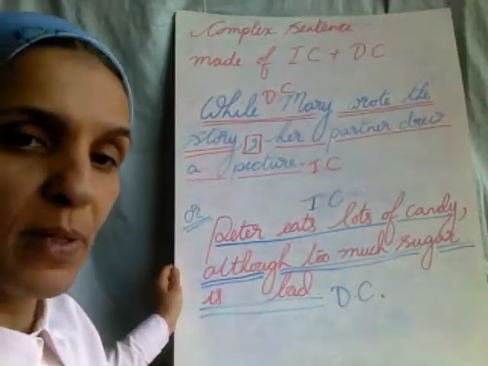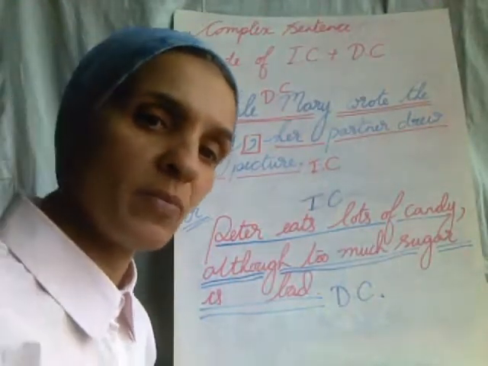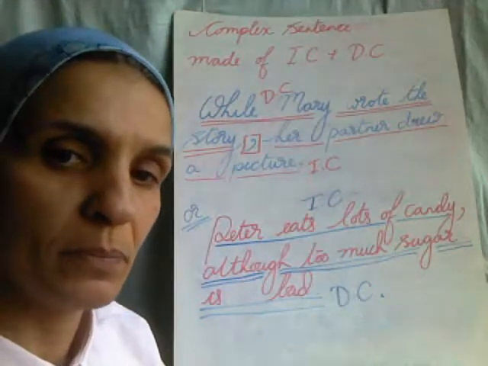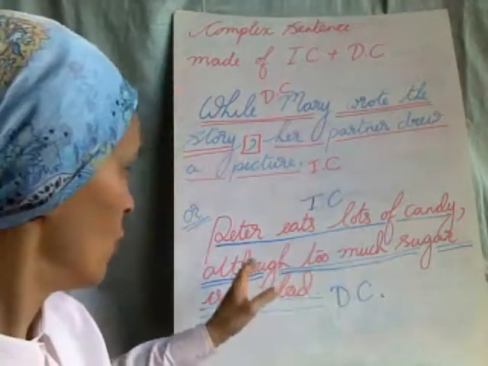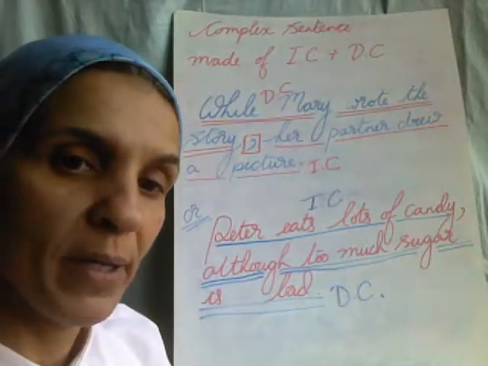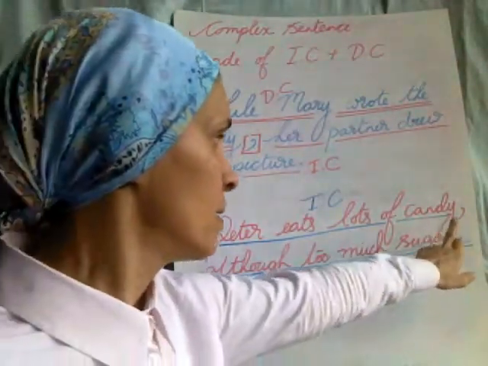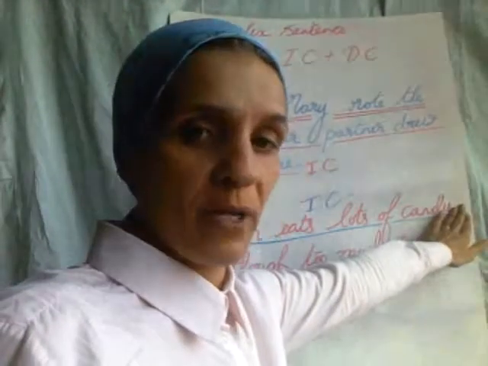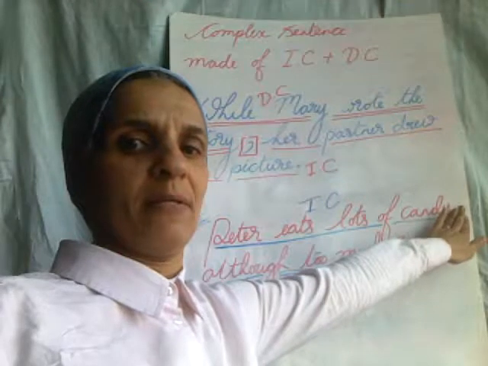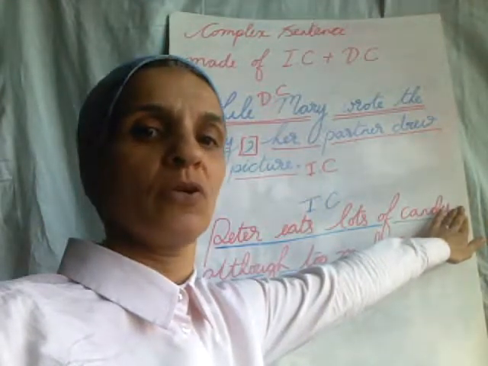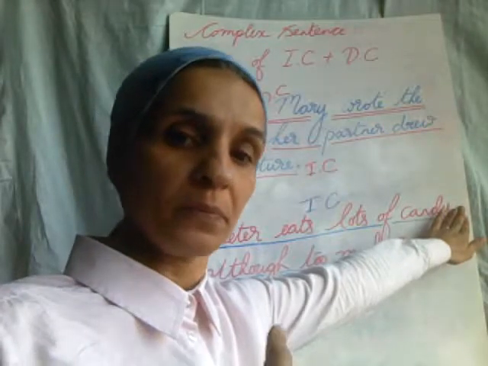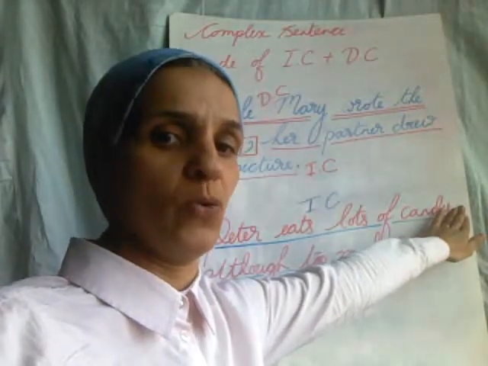And another example here, where I start with my independent clause. Peter eats lots of candy, comma, although too much sugar is bad. So let me put my hands and cover my comma. Peter eats lots of candy. Can I write that as a sentence on its own? Yes, it makes sense. It tells a complete idea. So this is why that is my independent clause.